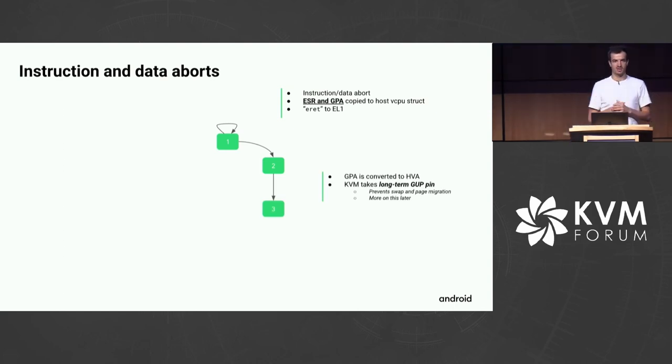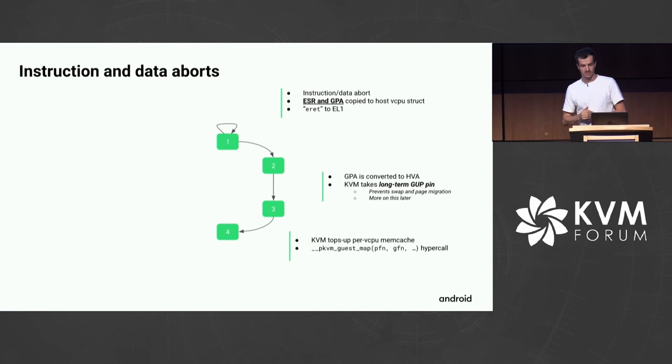As with traditional KVM, we'll look up the memslot and convert the GPA into an HVA. And in the current implementation that we have, instead of just doing a GUP and mapping things into the guest, we will have KVM take a long-term GUP pin on the page that is found at the HVA. The reason we take a long-term GUP pin is to prevent swap and page migration, because we are about to donate that page to the guest and lose access to it, so we don't want KSM or whatever to mess with it. I'll talk a bit more about that later.